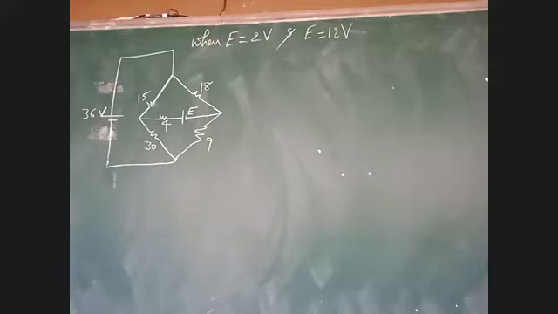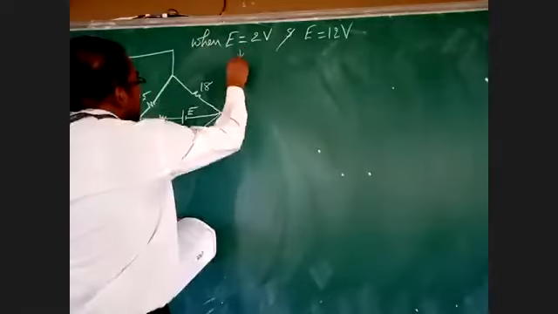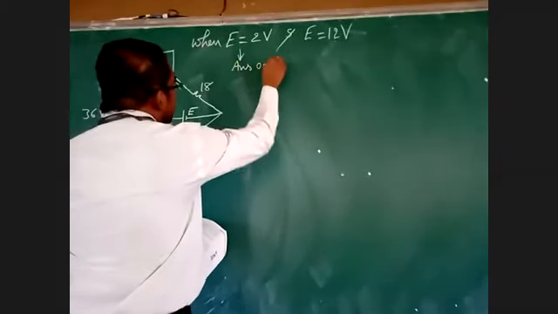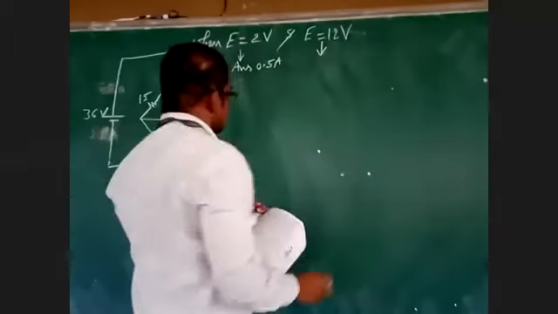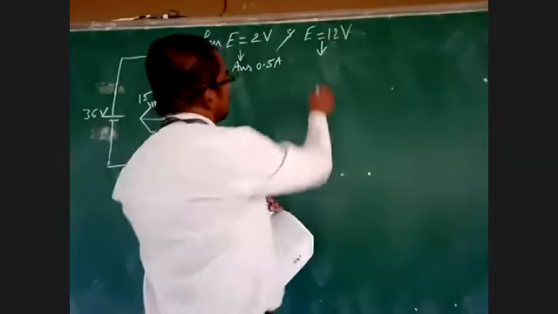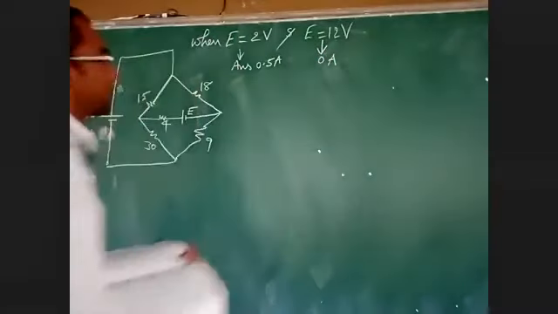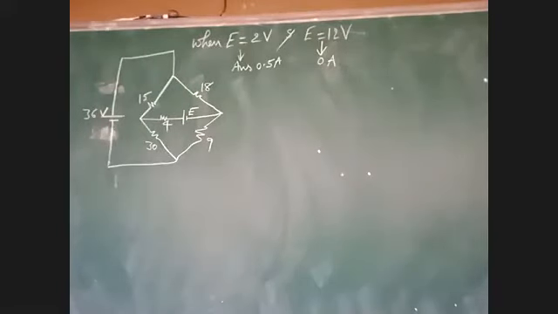Note down the answer. When E is equal to 2 volts, your answer is 0.5 ampere. When E is 12 volts, your answer is 0 ampere. So the current in the 4 ohm is 0.5 ampere when E is 2 volts. When E is 12 volts, your current should be 0. We'll verify whether we get the answer or not.